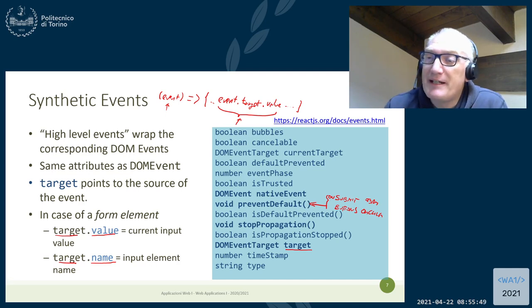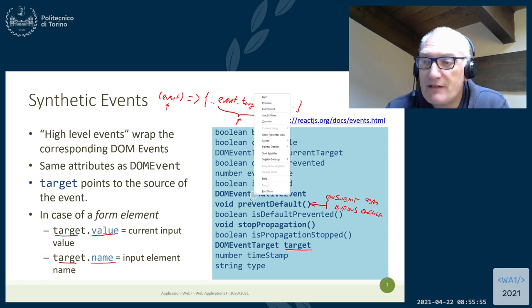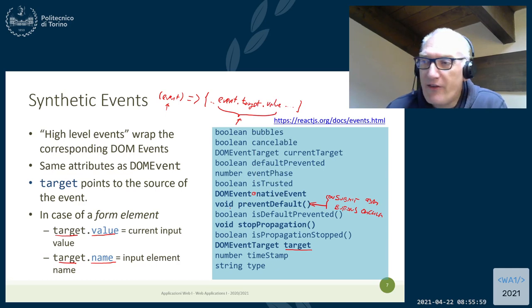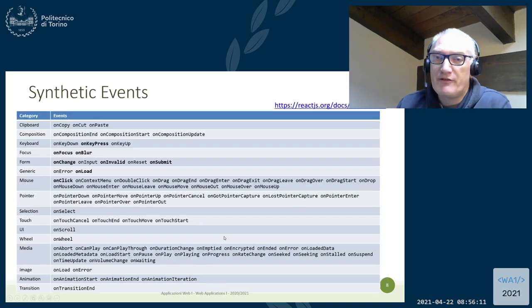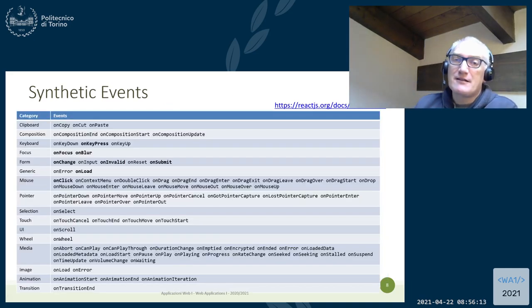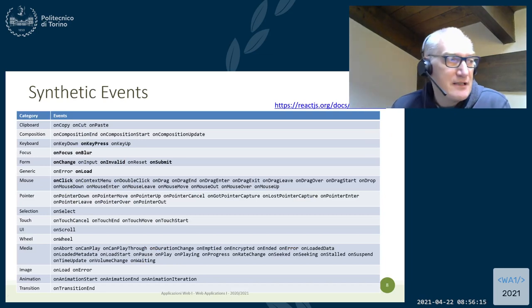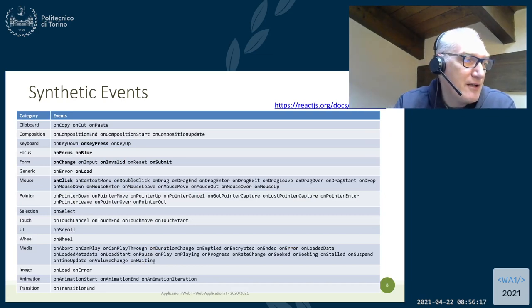In the rare case in which you really need to access the low level event, you have an attribute for that, the native event described here. But I think it's very, very unlikely that we really need that. These are attributes that are always present in all events, plus we have other attributes that depend on the type of event itself.